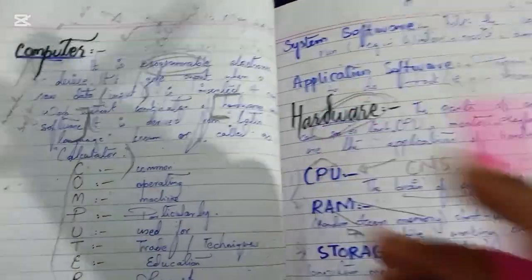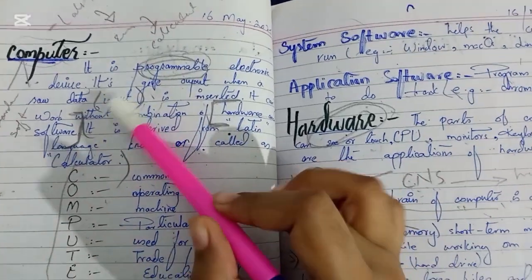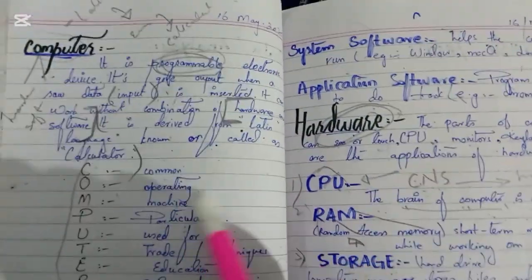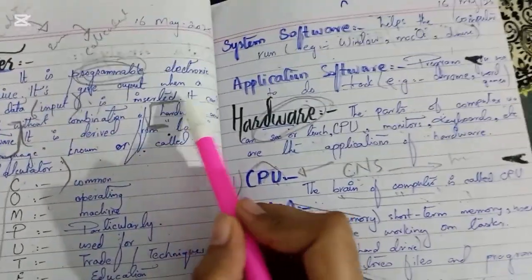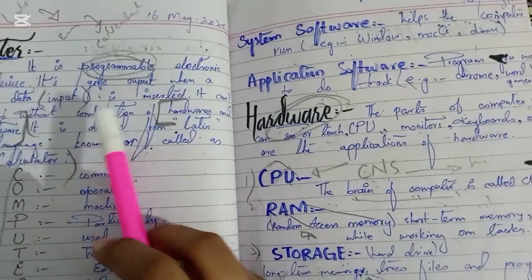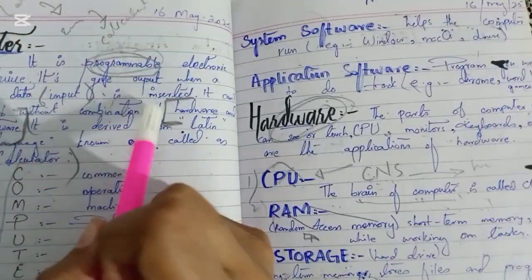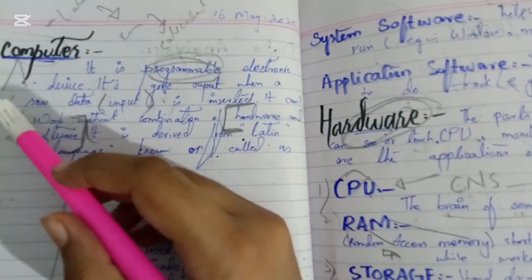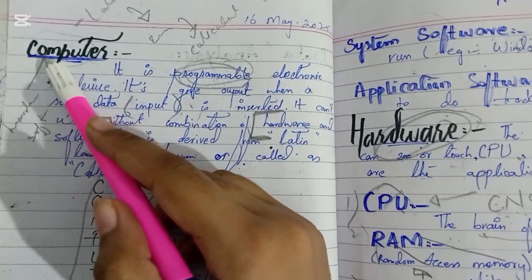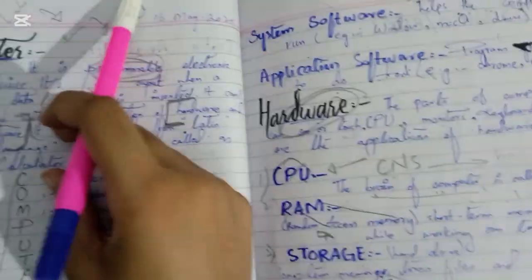For example, you give an exam. It's your input. Checking is the process, so the whole process is checking, and the result which you have achieved is your output. It is a combination of hardware and software. There are two parts of a computer, hardware and software. Both combine to form a computer.